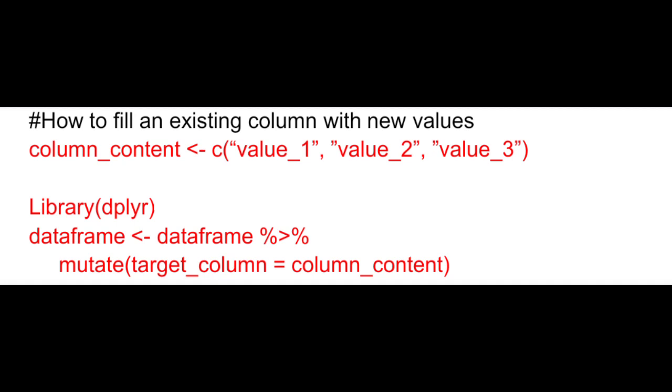Then, the last but not the least is, if you want to fill an existing column with new values, then you first create a data frame, or you first create a column, and that is value 1, value 2, value 3, and so on, then you call the dplyr library, and then you use data frame, assign to data frame, and then you enter the remaining part of this code.